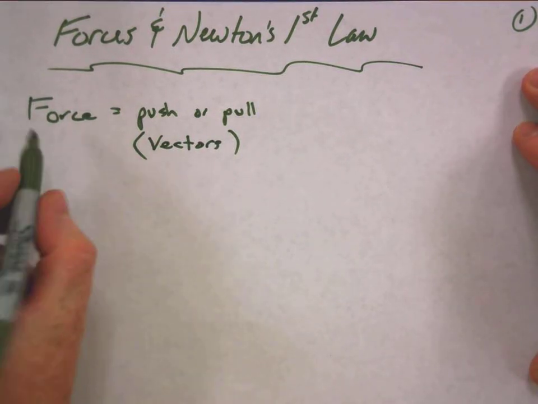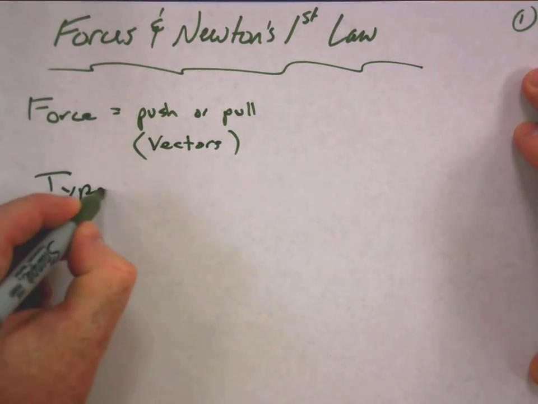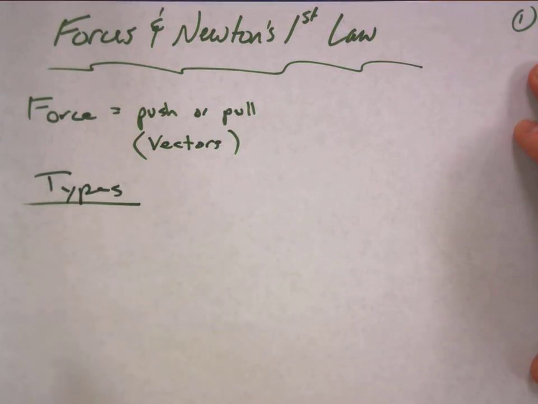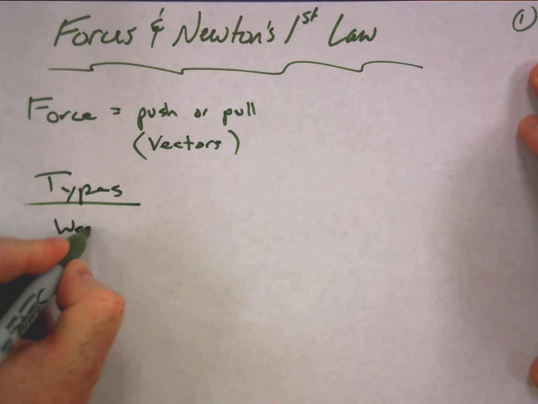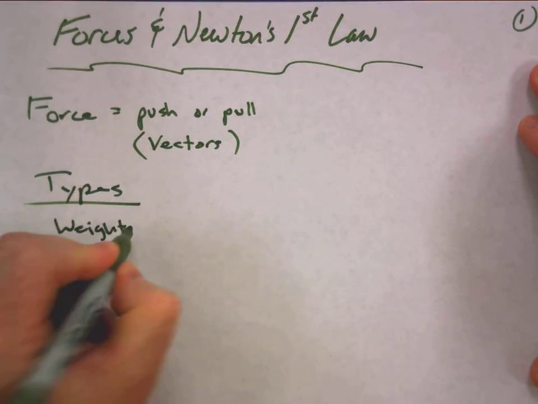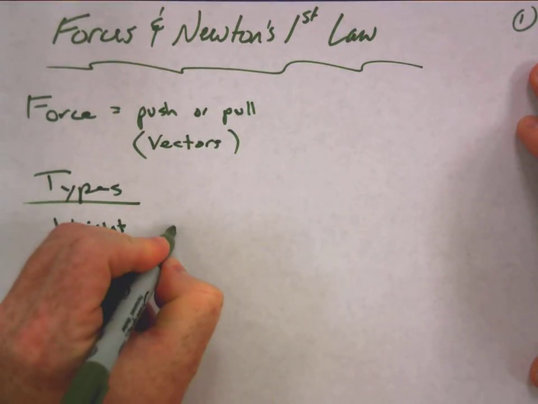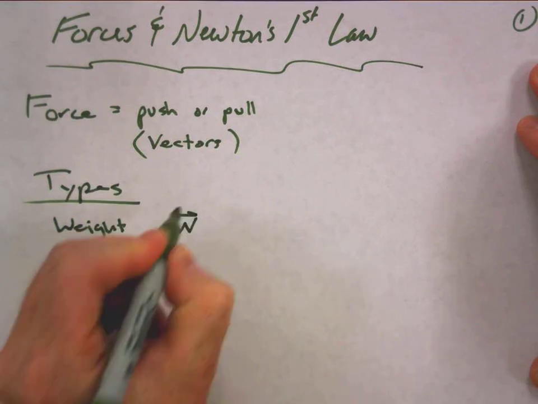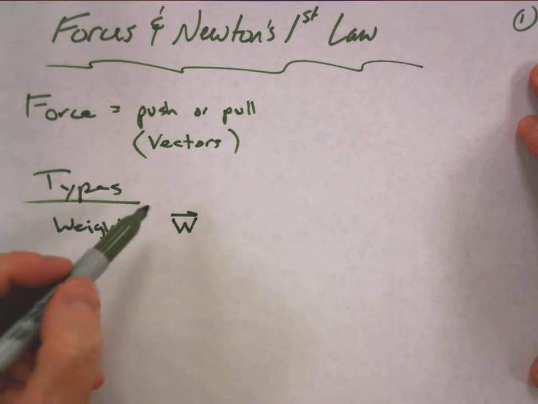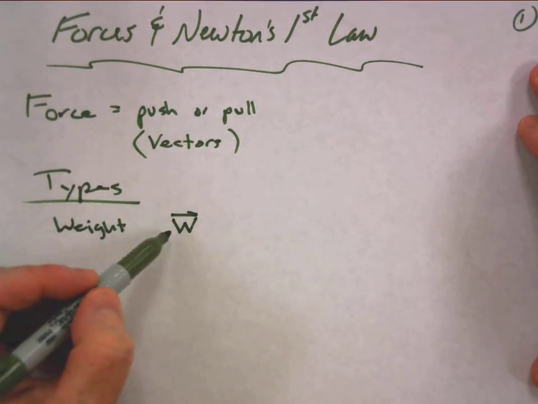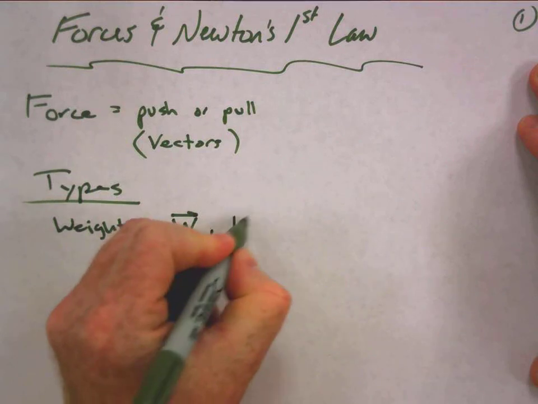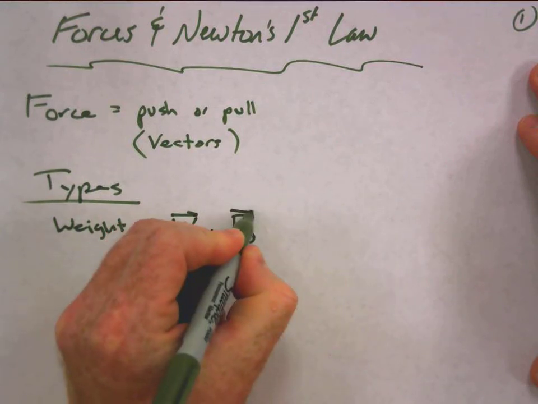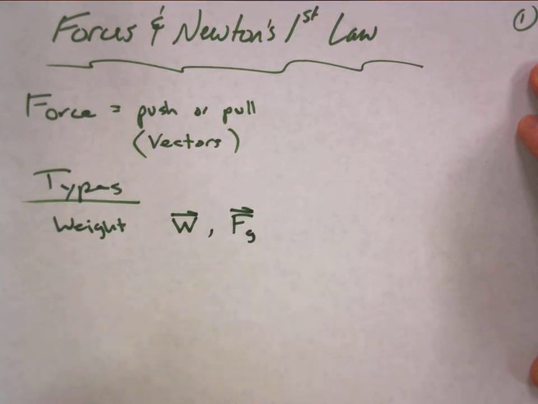Now, types of forces. Well, there's some general categories. For example, you could have weight of an object. And commonly, capital W with an arrow over like that. The arrow on top indicates that it's a vector. And the capital W, in this case, is weight. Now, some sources, instead of that, may give you the force due to gravity, like that. Fg is force due to gravity.